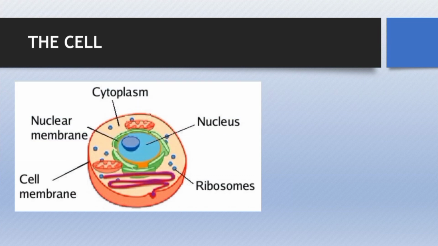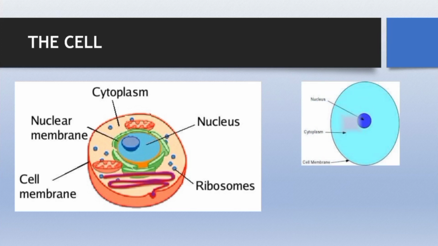Okay, so to further review what you've learned when you were in grade 7, here is a diagram of a cell showing the most important parts of it, or the major parts, such as the cytoplasm, the nucleus, the ribosomes, the cell membrane, and the nuclear membrane.